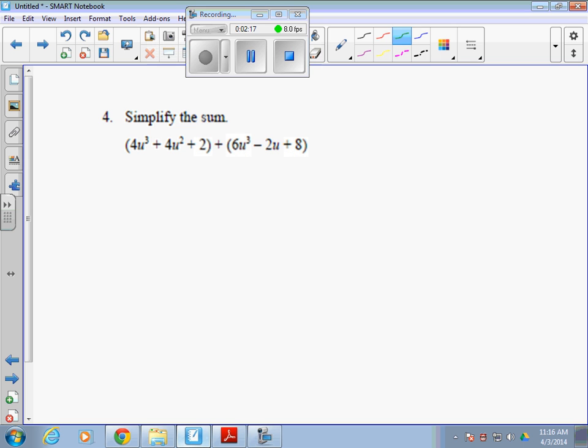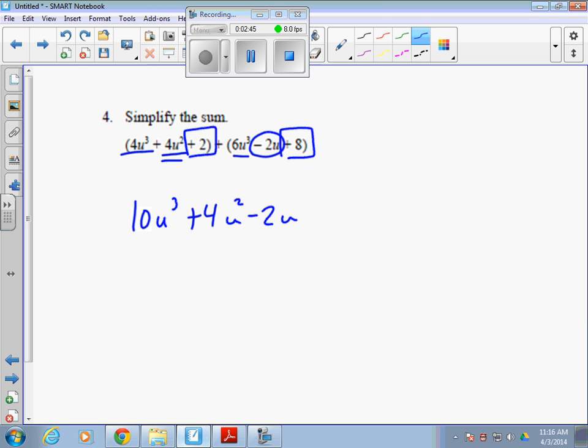Number 4, you're simplifying the sums. Again, the biggest degrees first. 4u to the third plus 6u to the third, 10u to the third. 4u squared plus a negative 2u squared, which means 4 minus, one of them is u squared, the other one's not. So plus 4u squared is next. Then you have minus 2u all by itself. And then plus 2 plus 8, so plus 10 for that one.